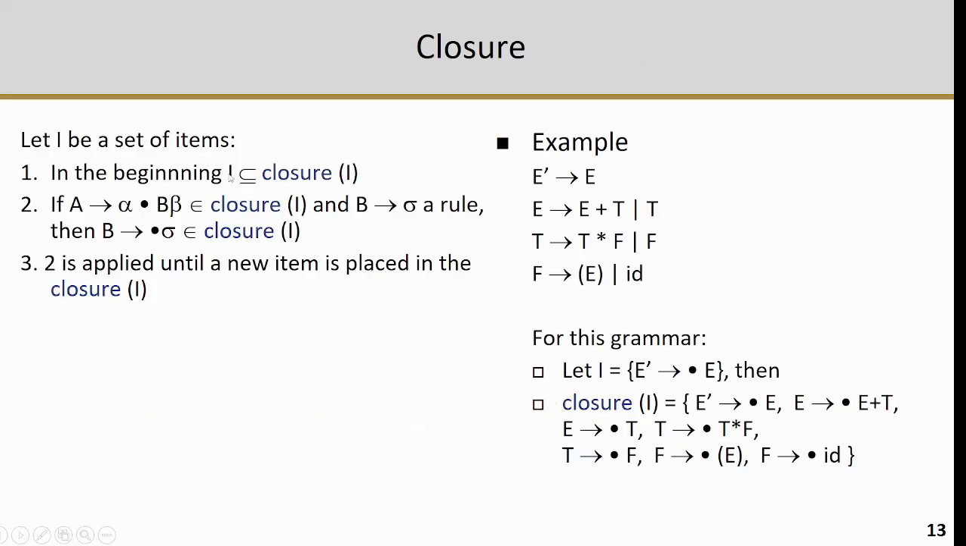Okay. There is also a term called closure, which means that we extend a set of LR0 items in a way that, for example, if the dot is just before a non-terminal, and we have a certain rule for this non-terminal, then the dot can be at the beginning of something which can be derived from this non-terminal. So if we are just before a non-terminal, then it means that we are just before applying something which can be derived from this non-terminal.